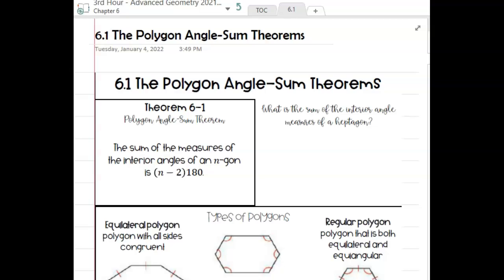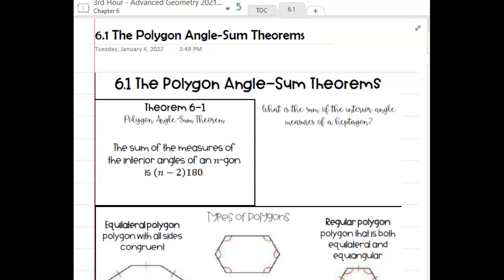We have 5-sided polygons, which are pentagons, 6 sides, hexagon, 7, heptagon, 8, octagon, 9, nonagon, and then 10 is decagon. Anything above 10, we're just going to call it an 11-gon, 12-gon, 13-gon, and so on. Okay? There are specific names for some of them above that, but after 10, we'll just use 11, 12, and on from there.